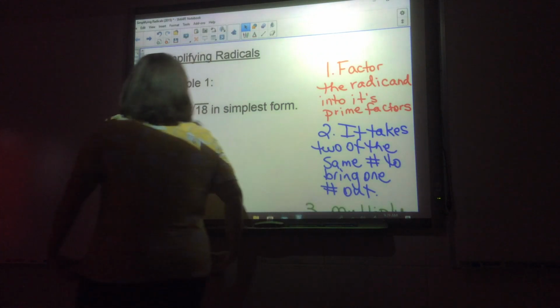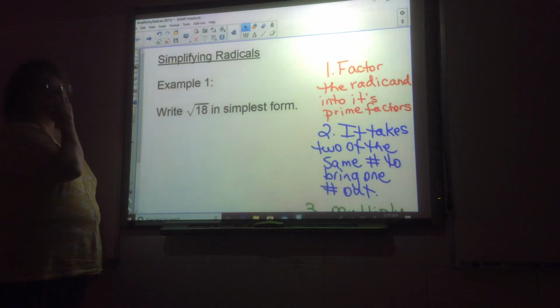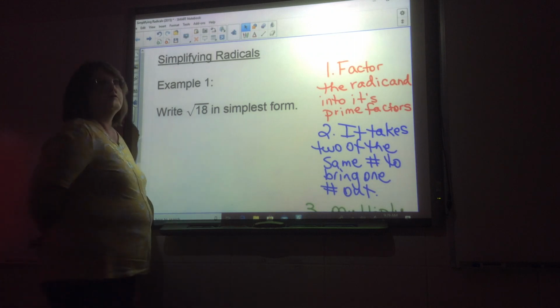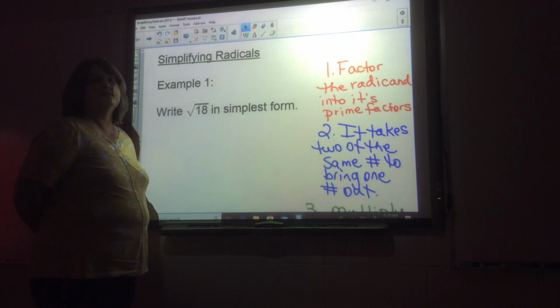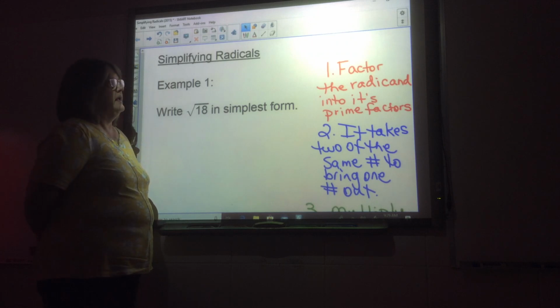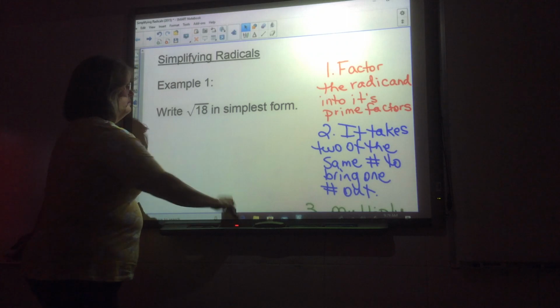Okay, this lesson is about simplifying radicals. The first step is to factor the radicand into its prime factors. Prime factors are numbers that have only a factor of 1 and itself, like 2, 3, and 5. 1 times 2 is 2, 1 times 3 is 3, 1 times 5 is 5. So you want to factor the radicand all the way down into its prime factors.